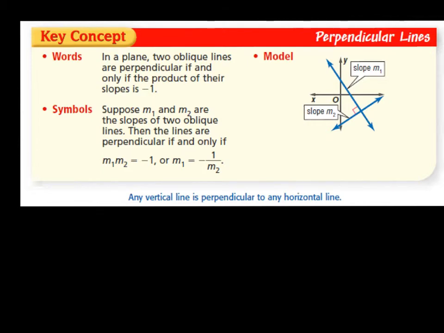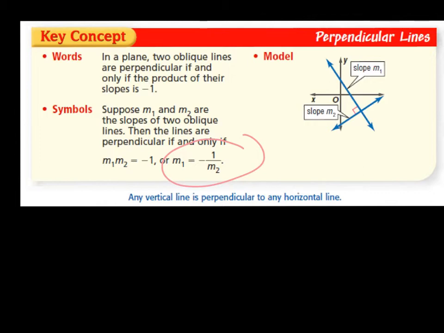We can also look at lines that are perpendicular, so they cross to form right angles. In a plane, 2 oblique lines are perpendicular if and only if the product of their slopes is -1. So suppose m sub 1 and m sub 2 are the slopes of 2 oblique lines, then the lines are perpendicular if and only if m sub 1 times m sub 2 is -1, or m sub 1 equals, this is the one I usually use, the opposite of the reciprocal of m sub 2.